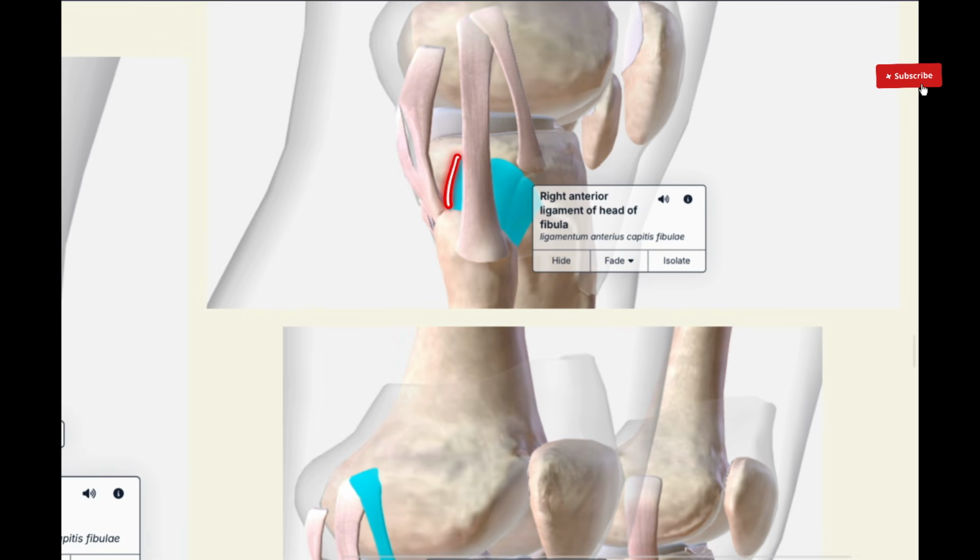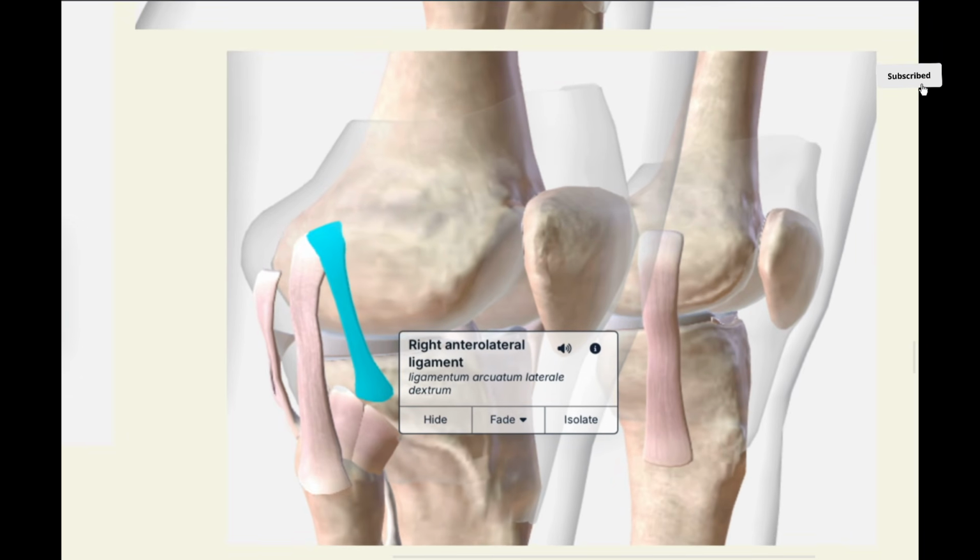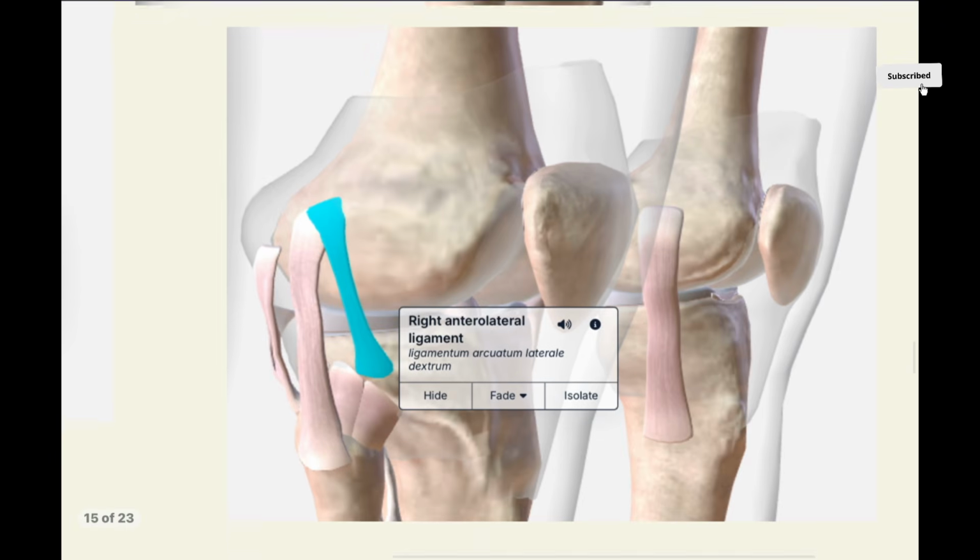Then we have a thick band of ligament. If we look from the lateral aspect, from the fibula head it attaches towards the lateral aspect of the tibial condyle. This is the anterior ligament of the head of the fibula. And then we have a very important ligament, which is your anterolateral ligament. Just in front of your LCL, the lateral collateral ligament, we have the anterolateral ligament.